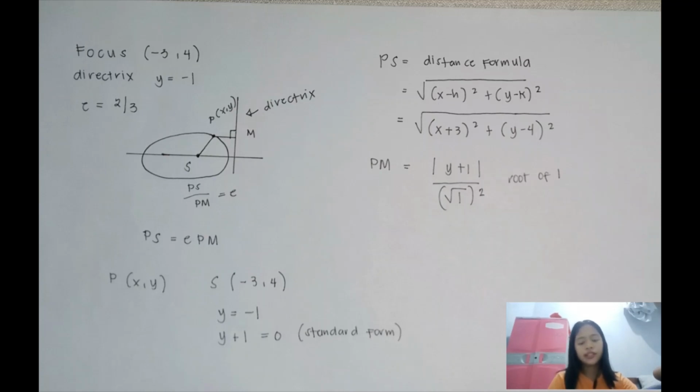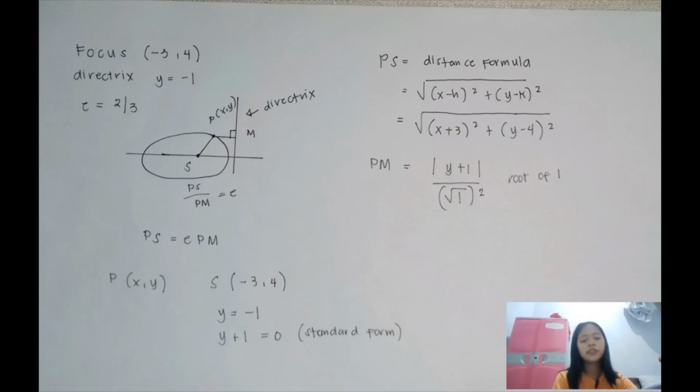So, gaya nga ng sinabi ko, yung P is equivalent sa S, which is yung P, x and y. Ang x natin is negative 3, and yung y natin is 4. So, yung directrix naman natin is y is equal to negative 1. We need to write it in standard form, giving us y plus 1 is equal to 0. Sa PS, equal daw siya sa distance formula. So, alam naman natin ang distance formula is square root of quantity x minus h squared plus the quantity of y minus k squared.